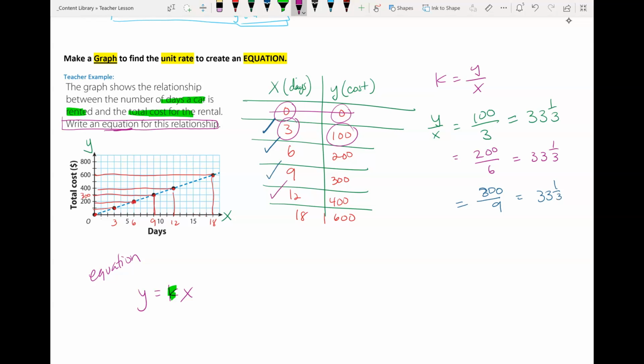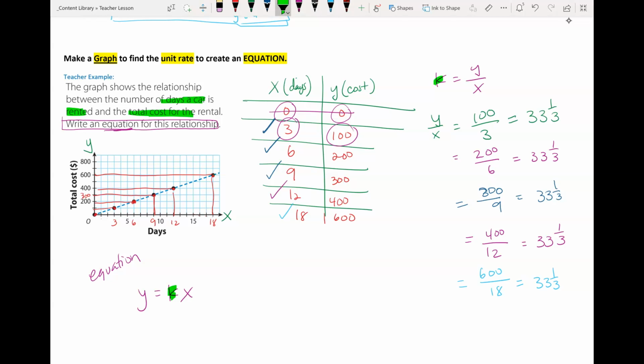We have $400 for every 12 days, and that's going to be 33 and 1/3. And our last one is $600 for 18 days, and that's going to be $33 and 1/3.